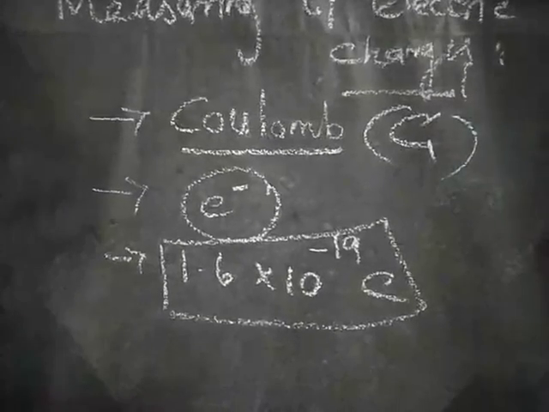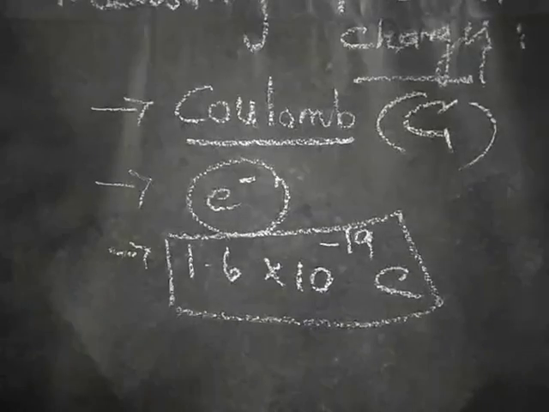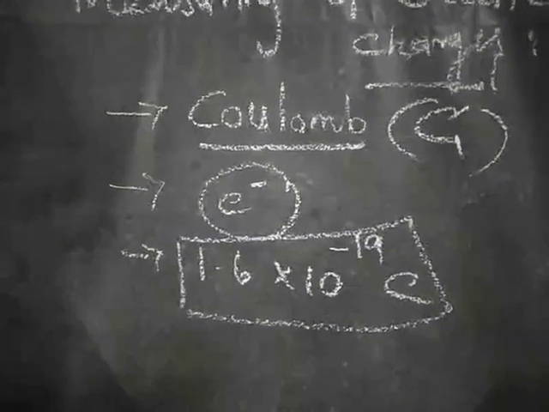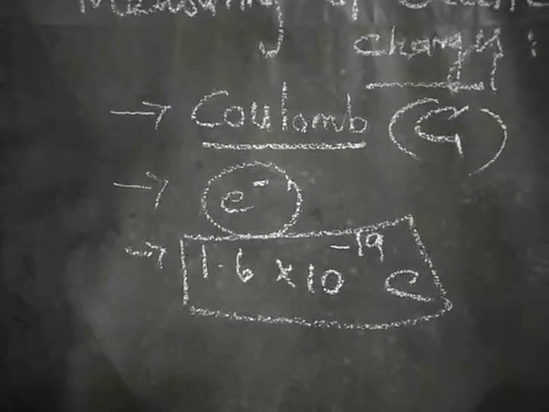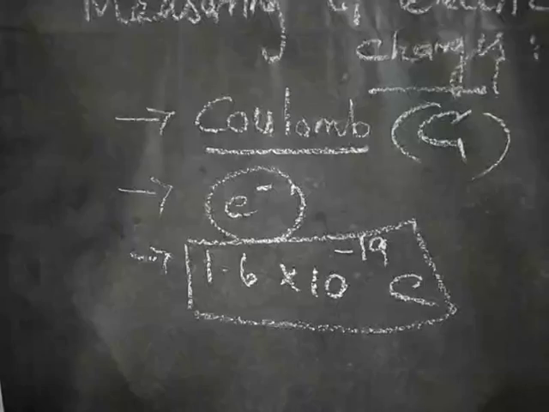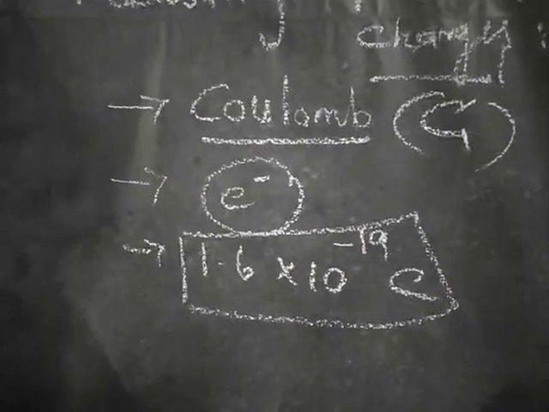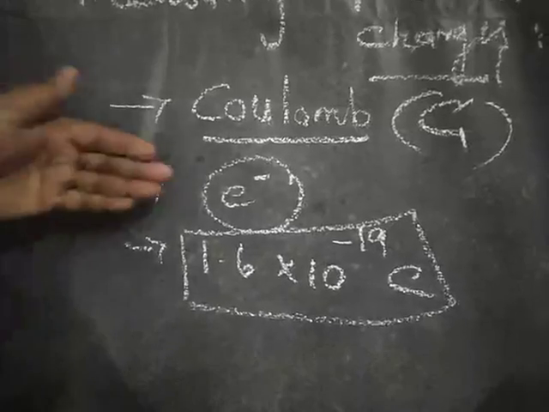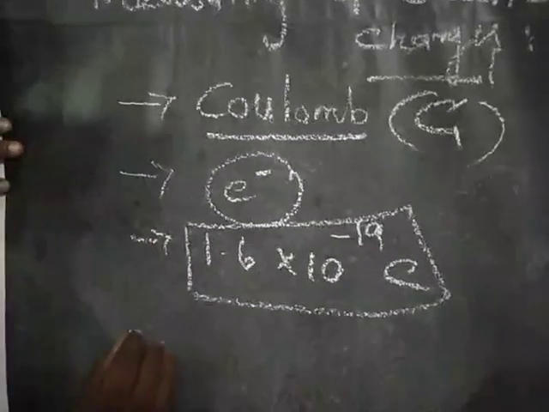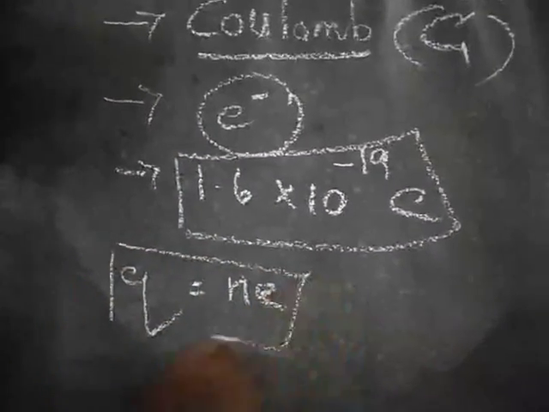So this indicates any charge is taken to be an integral multiple n of this fundamental unit of electric charge. Fundamental quantity means what? Fundamental unit of electric charge. So therefore Q is equal to n into e.